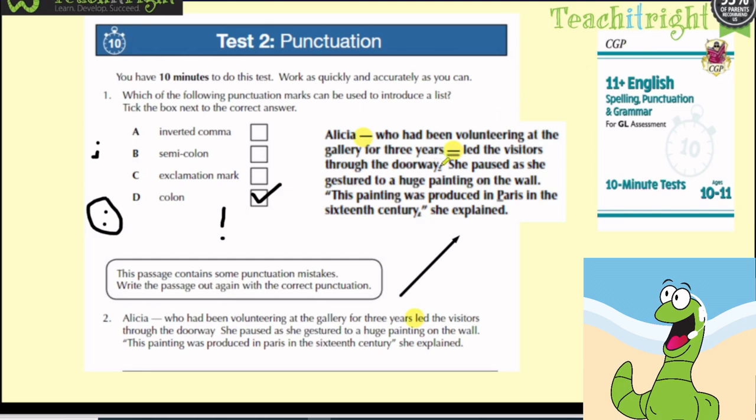And this sentence was also missing a full stop in the original passage. She paused as she gestured to a huge painting on the wall. This painting was produced in Paris in the 16th century, she explained. We're missing a comma there. So, very small things that you might not immediately notice. It's really important that you read everything as carefully as you possibly can.